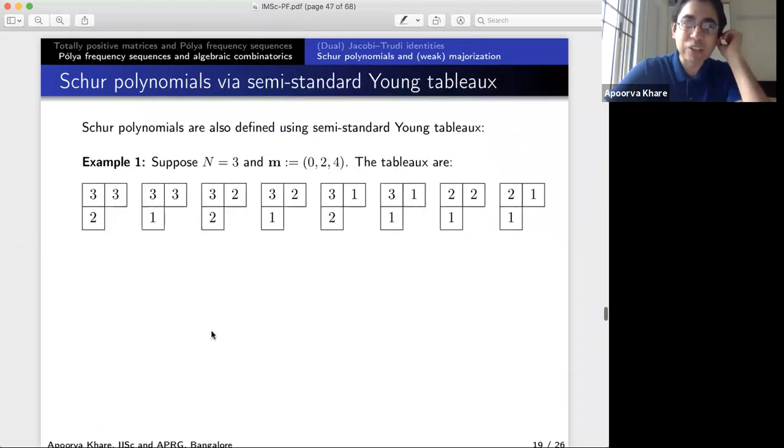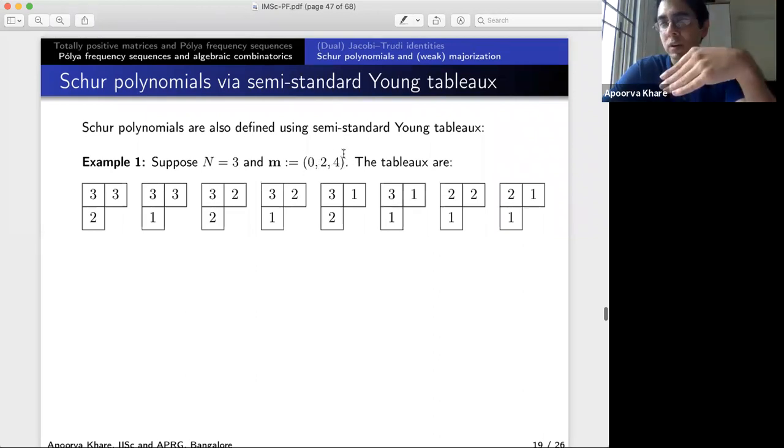But they are also defined in this natural way using semi-standard tableaux. So for those who haven't seen this before, let's look at the Schur polynomial in u1, u2 and u3 with the powers 0, 2 and 4. The first thing is, since I divide the Vandermonde for these powers by the usual Vandermonde, which is 0, 1 and 2, I'm going to subtract 0, 1 and 2 from this and get 0, 1, 2.